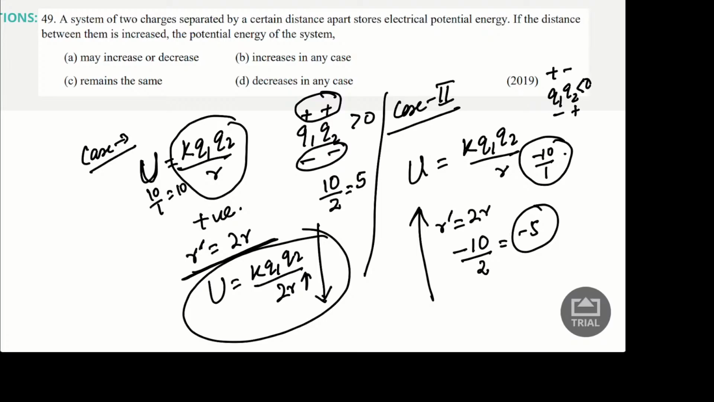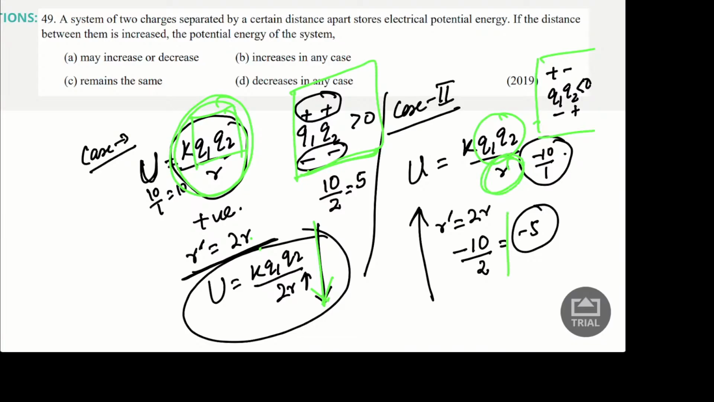See, instead of thinking about a drama story and all that, just use the formula: U is equal to K Q1 Q2 by R. I don't know whether they're positive or negative, so I come up with two cases. One case the product is positive, one case the product is negative. If the product is positive, this is a positive quantity; if I increase the denominator, the whole value will decrease. In the second case, the product is negative. If I increase the denominator, the negative value magnitude-wise will decrease, but since negativity is decreasing, the value is increasing.